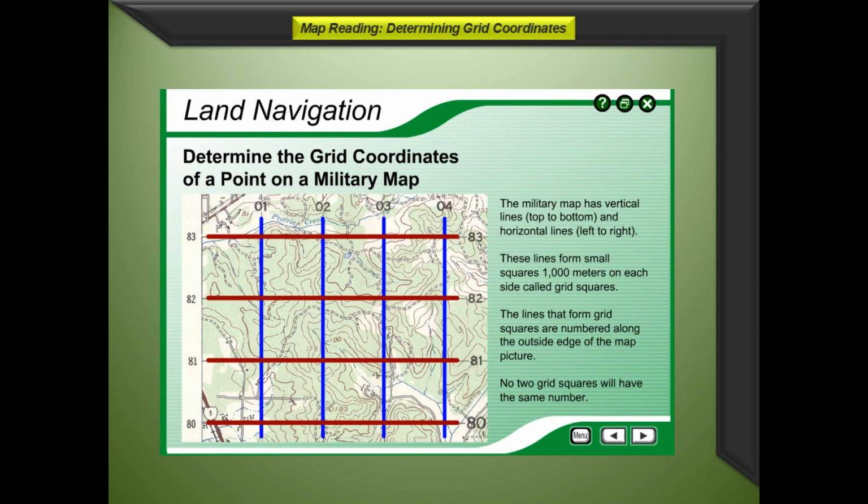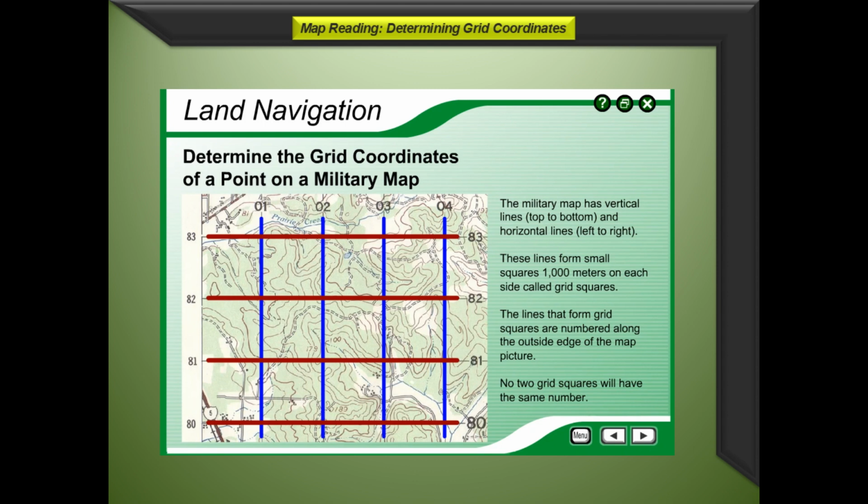You will see numbers here on the left-hand side, and this is what is known as the northing, because the numbers go up from 80 to 83. That is why it is called the northing. Then up here, you see the numbers at the top, and this is what we call the easting, because it brings you right, ultimately east. So you start with 01 all the way to 04.